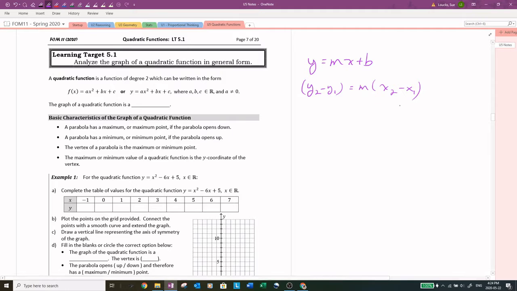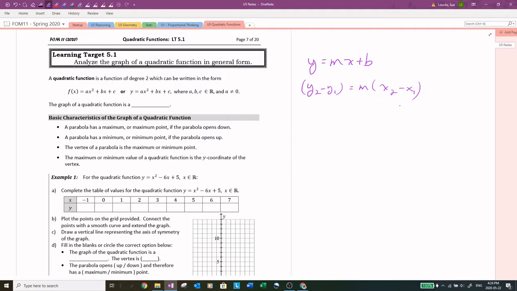And so these different forms of the equation all give us the same line, but they give us different information about that line, and they're useful in different ways. So we're going to start by looking at what's called the general form of the quadratic function, or of the equation of the quadratic function.